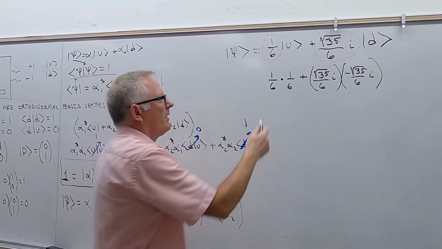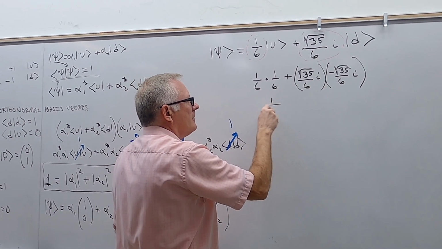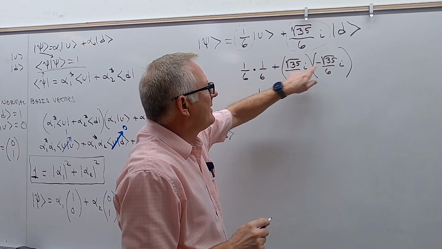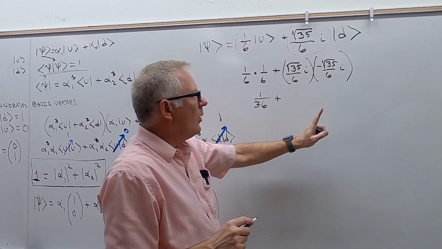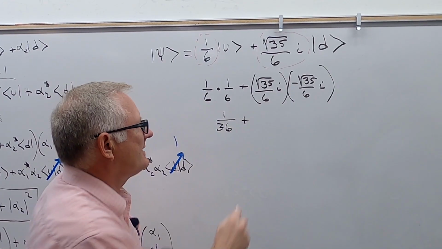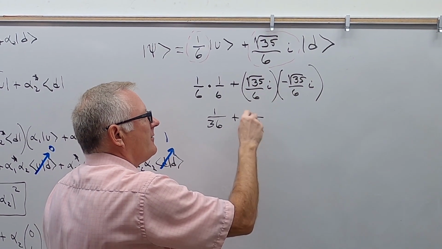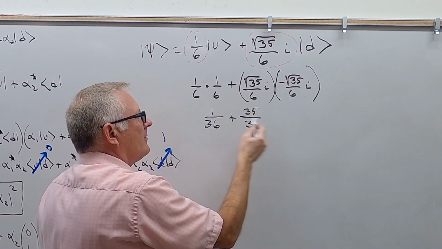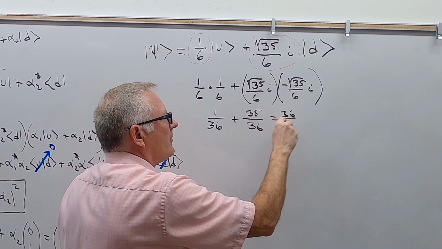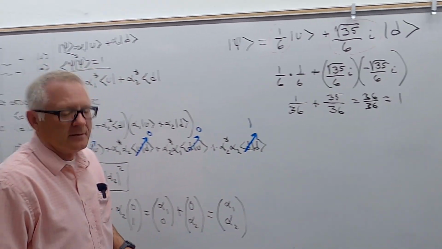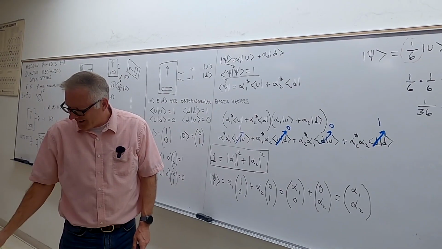Well, what do we get? We get 1/36 plus i times minus i is 1. 6 times 6, that's 36. Square root of 35 times square root of 35 is 35. Well, this gives me 36 over 36, which is 1. Okay, it is normalized. Okay, that's the first thing.